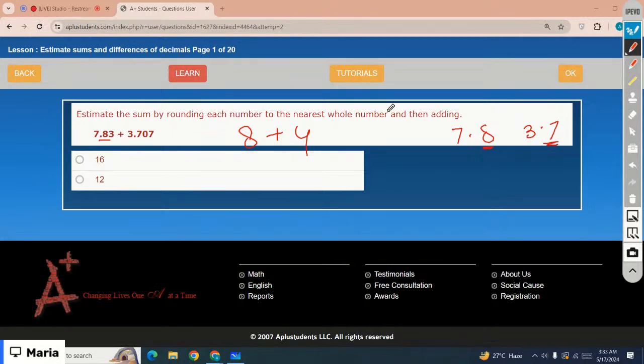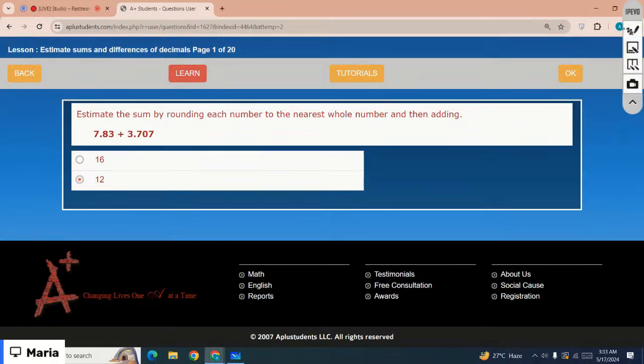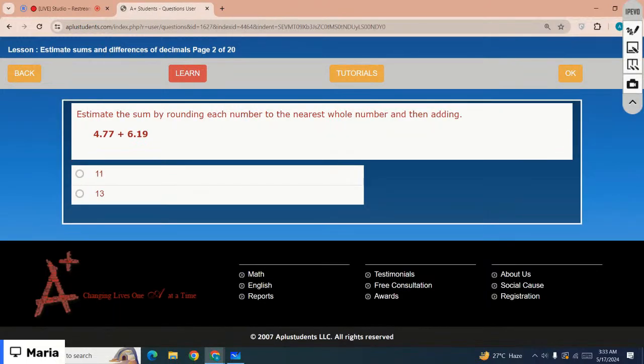The correct option is 12. Estimate 4.77 plus 6.19. So which is the correct option? The correct option is 11. Option number 1 is the correct option, right?